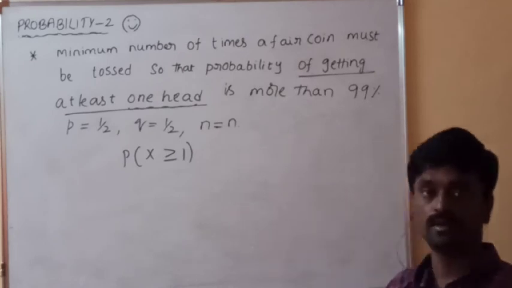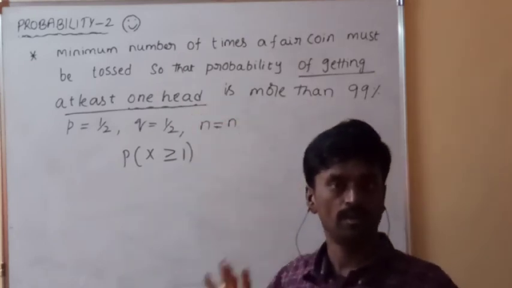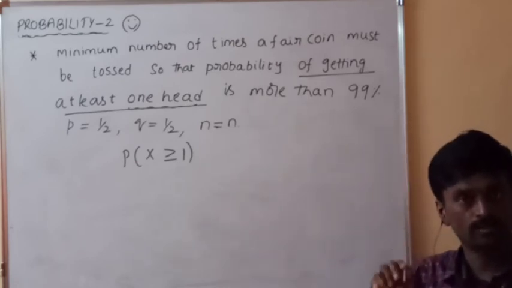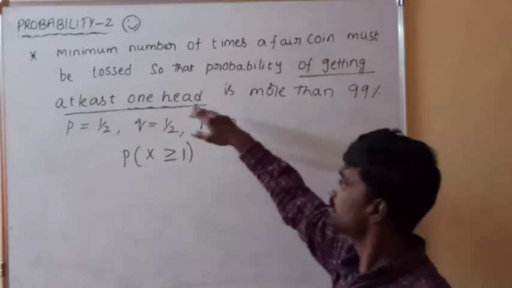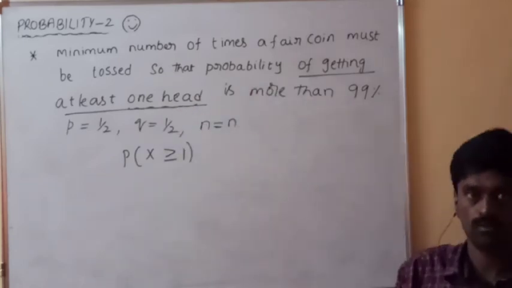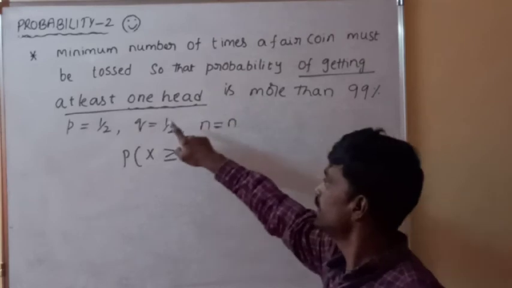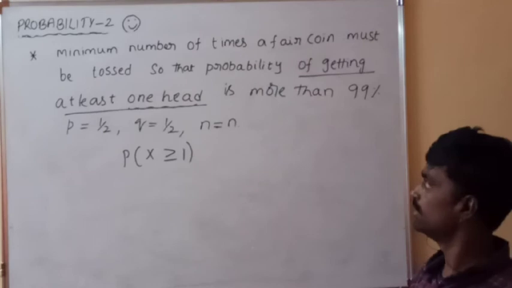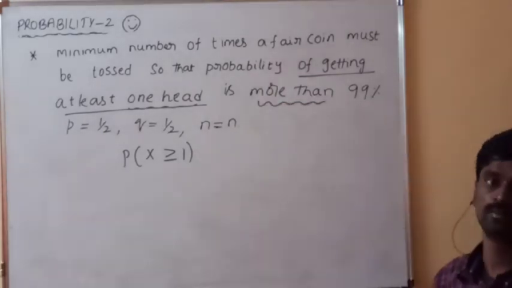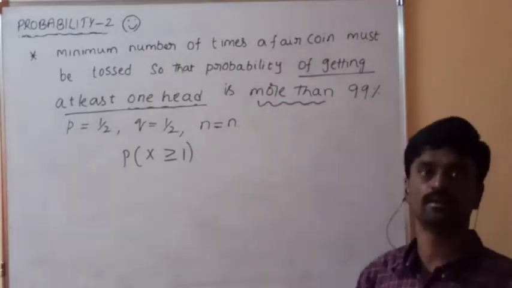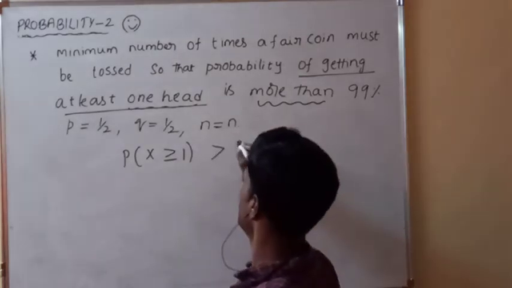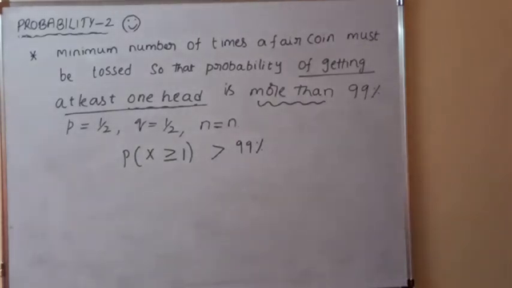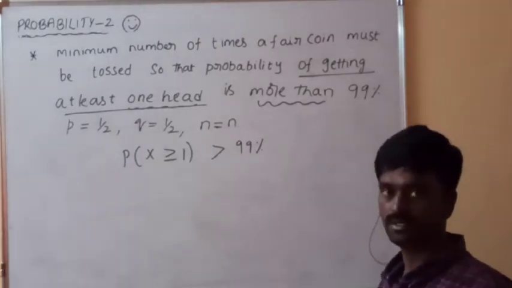Correct? Greater than 1 means more than one head. Equal to 1 means exactly 1. Greater than or equal to means what? Either 1 or more than 1. At least one head means either 1 or more than 1 only. So the probability of getting at least one head symbolically is nothing but P of X greater than or equal to 1 is more than, strictly greater than 99%. 99% is nothing but 99 by 100 only, na?